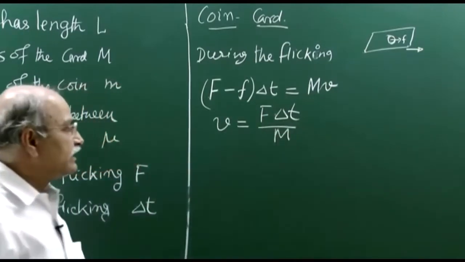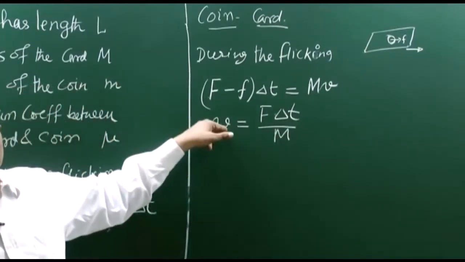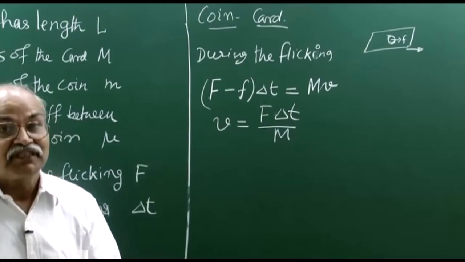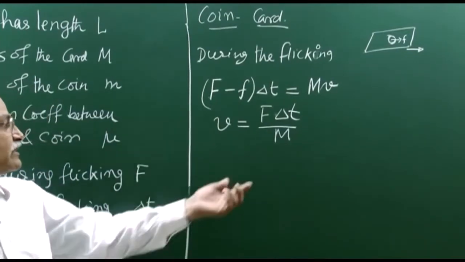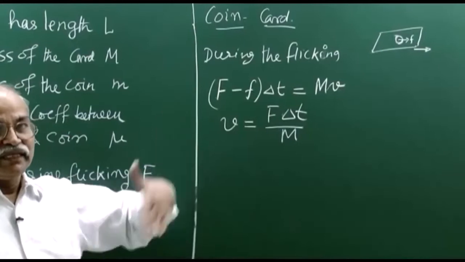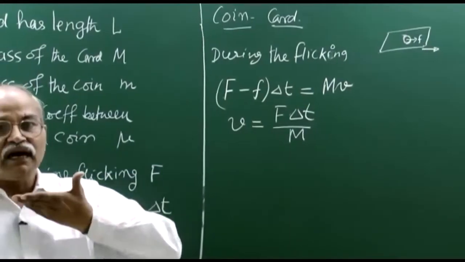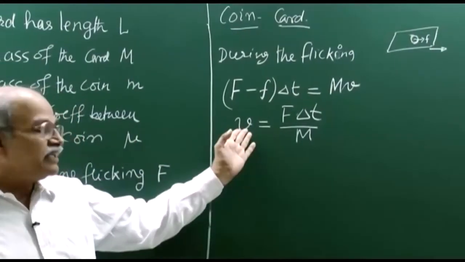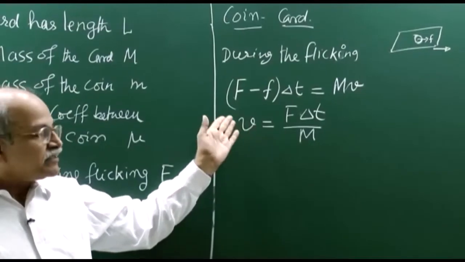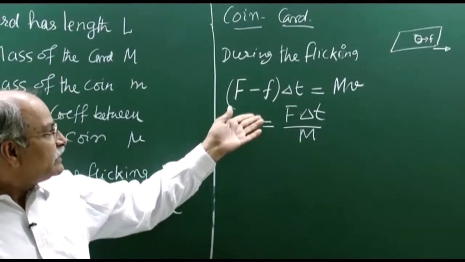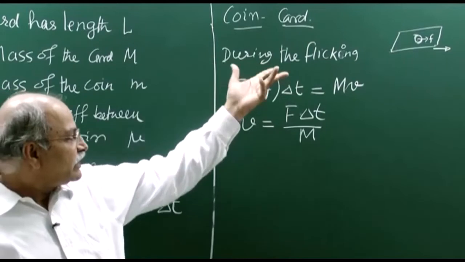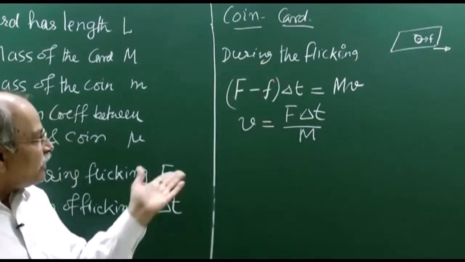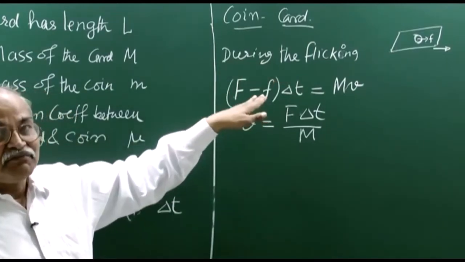That is the velocity gained by the card just after the flicking, and this delta t is very, very small. So, you can think that the card has started moving with velocity v, and in that small time delta t, the coin will not gain much velocity, but after that this friction will be effective.